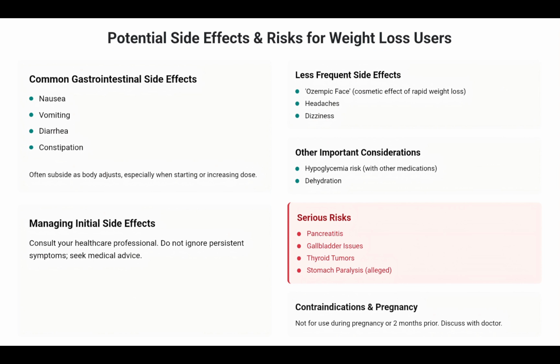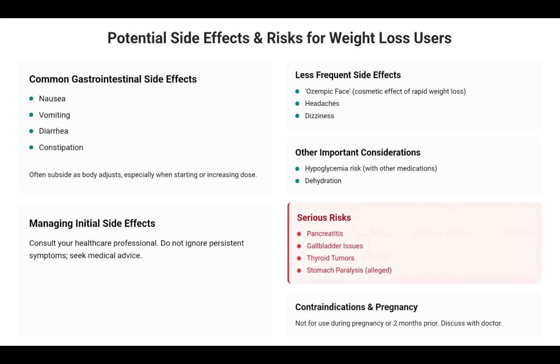Other important considerations: hypoglycemia risk. While semaglutide itself has a low intrinsic hypoglycemia risk due to its glucose-dependent mechanism, the risk increases significantly when combined with insulin or sulfonylureas. Monitor closely and consider dose reduction of the concomitant agent. Dehydration, related to reduced oral intake and possible vomiting. Ensure adequate hydration. Serious risks, please pay careful attention.